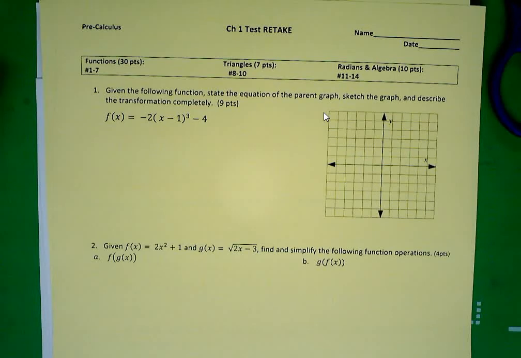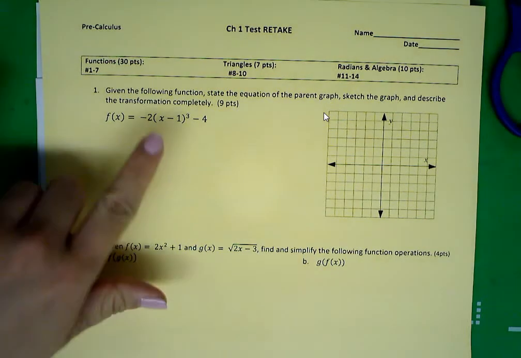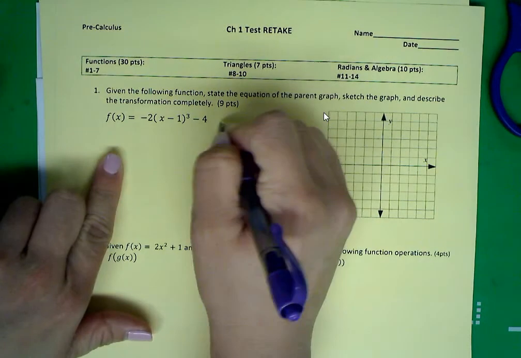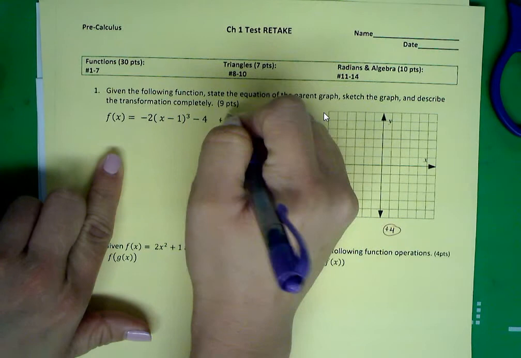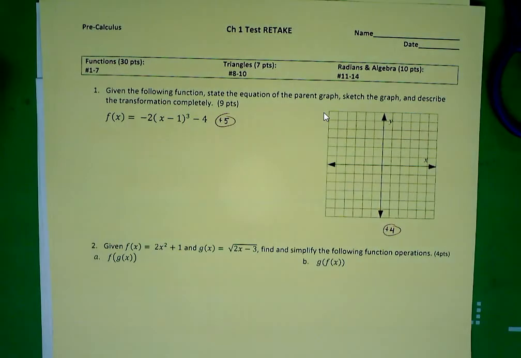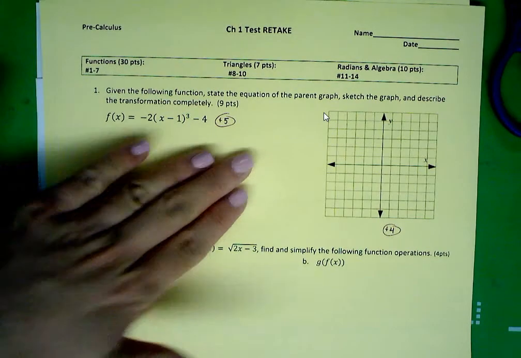Right, so we're doing 1 through 7 from the Unit 1 test retake. A lot of people did much better on this. All this writing stuff was 5 points, and then the graph was 4 points. Did you guys get that? Okay, a lot of you did better on this, but you messed up on the graph. Okay, so let's just go through.